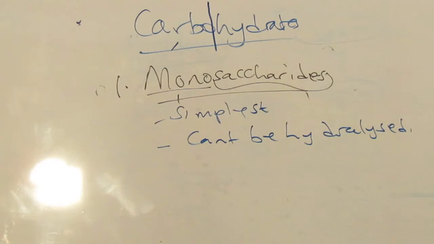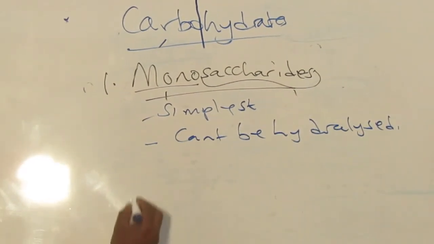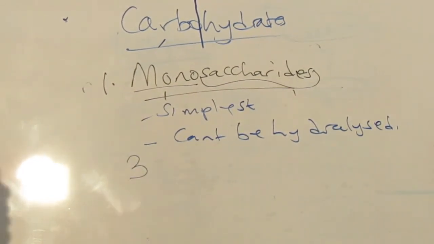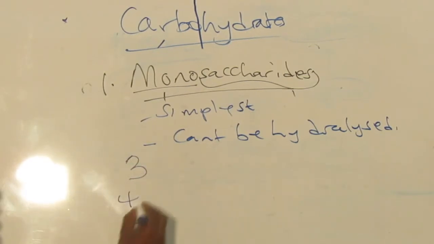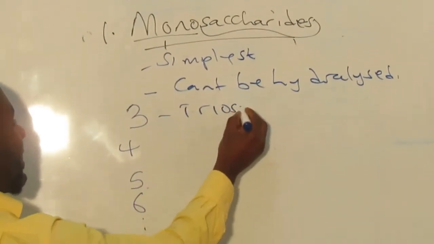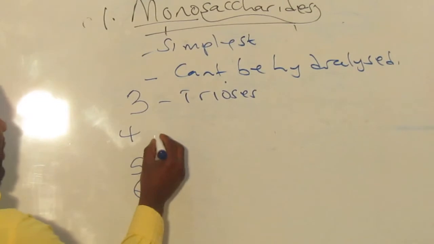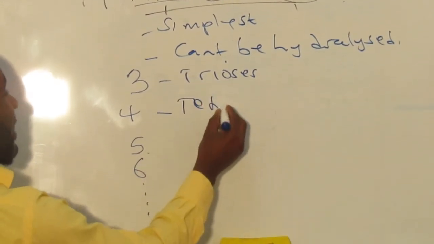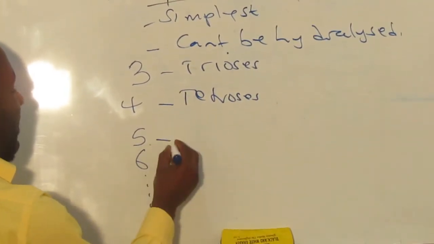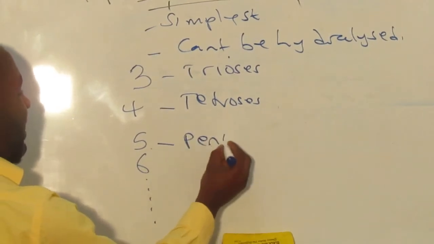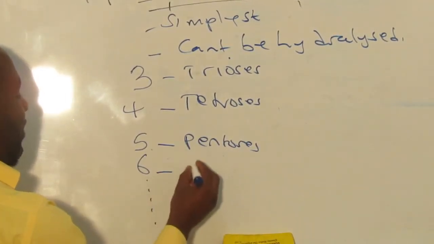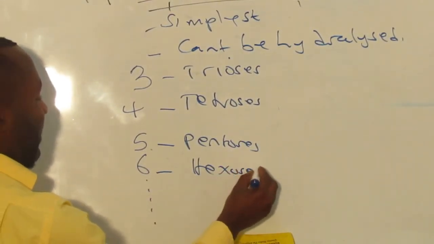What are the examples of monosaccharides? We have monosaccharides with 3 carbon atoms, those with 4 carbon atoms, 5, 6, and so on. Those with 3 carbon atoms, we call them trioses. Those with 4 carbon atoms, tetroses. With 5 carbon atoms, pentoses. 6 carbon atoms, hexoses.